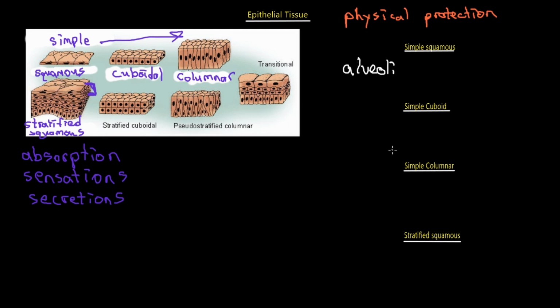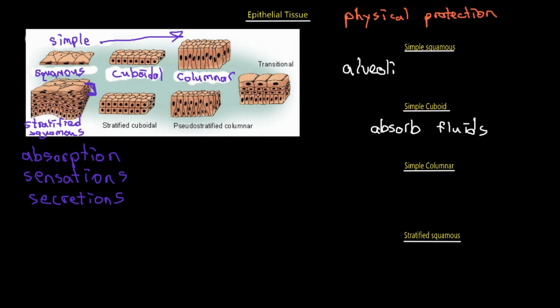Next one is the simple cuboid, and the primary function of simple cuboid is going to be to absorb fluids. And this happens across both ways of its surface. The most prominent example of this would be the nephron in the kidney, because the nephron is our filtering organ of the blood, and it absorbs lots of fluids when it travels across the membrane.